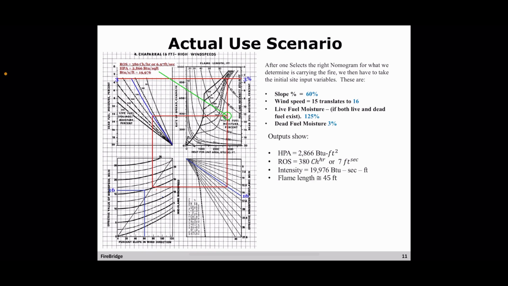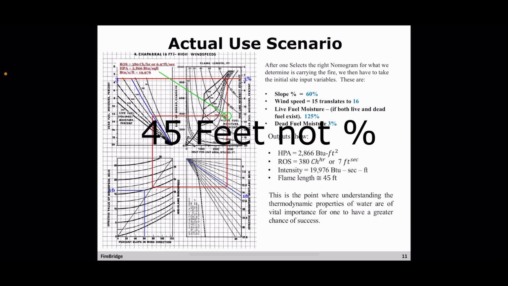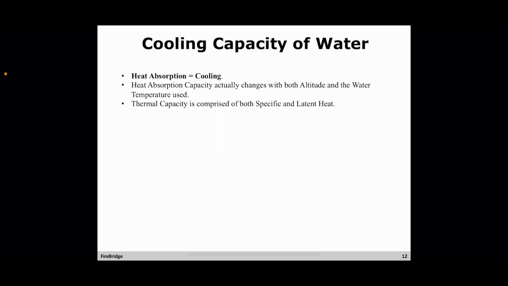The flame lengths are approximately 45 feet, and that is shown. If you take this intensity and kind of follow it all the way up, you can see it's up there at about 45. So this is the point where thermodynamics and understanding such are of vital importance for one to have a greater chance of success in the wildland fire environment.